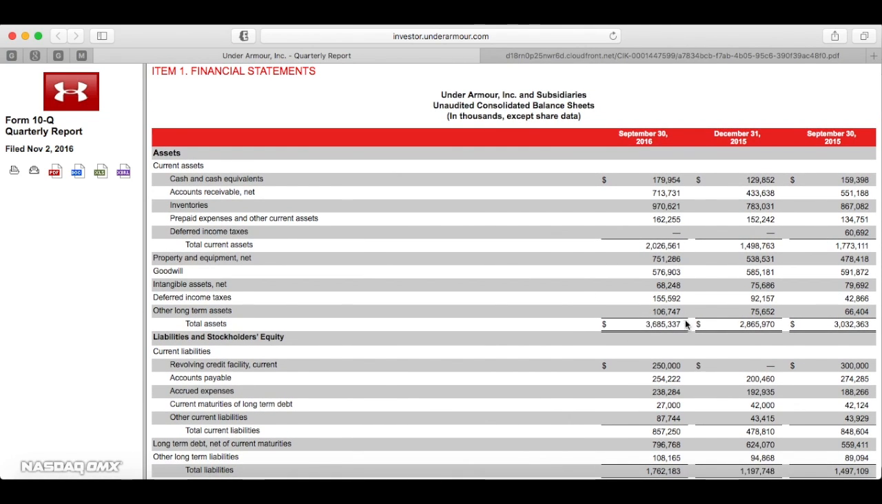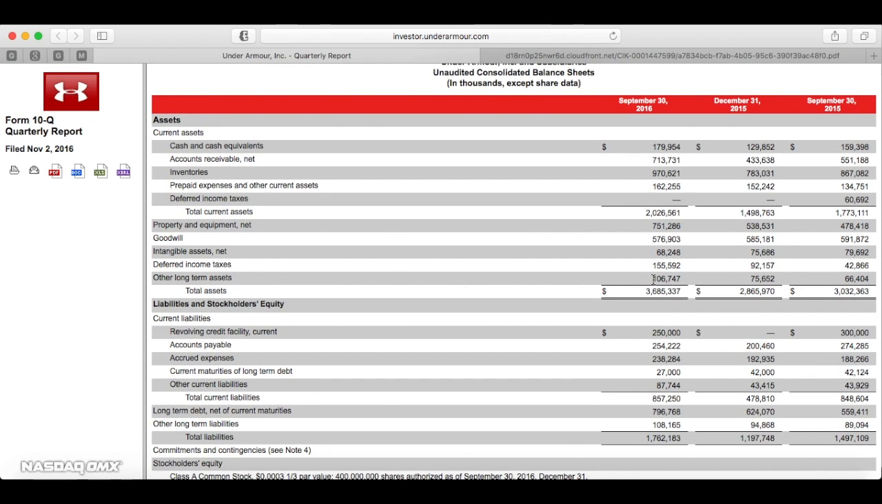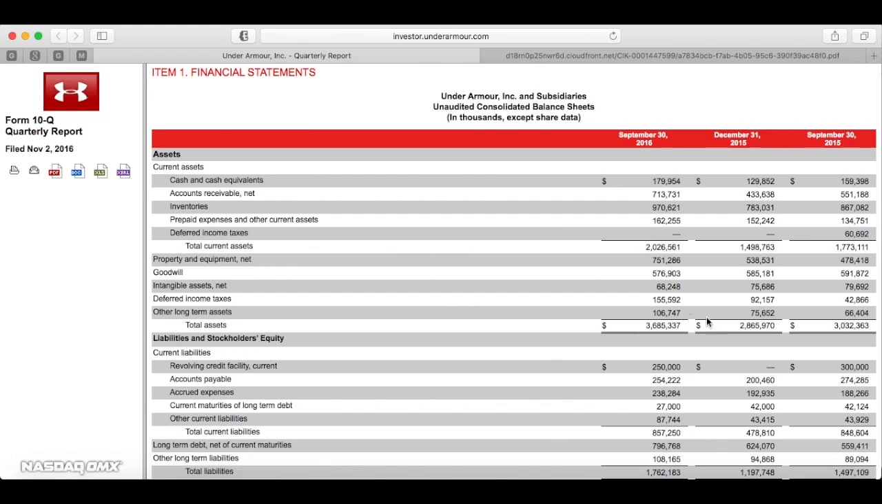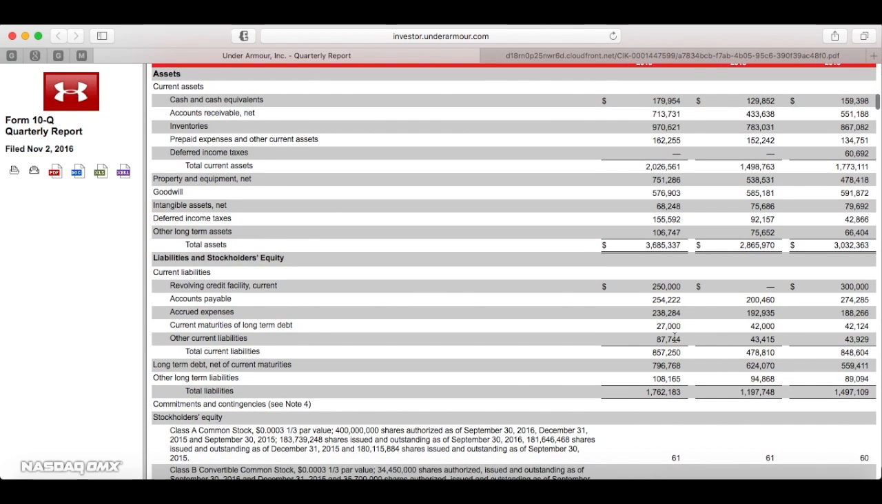So you can typically dig into this document and find out what that is, or certainly call an investor relations guy, and he might give you a little bit more clarity on how they've gone from $66 million in other assets to 106. But certainly nothing to be too concerned about. As you can see, the asset line of Under Armour has grown since the beginning of the year and certainly has grown over last year.